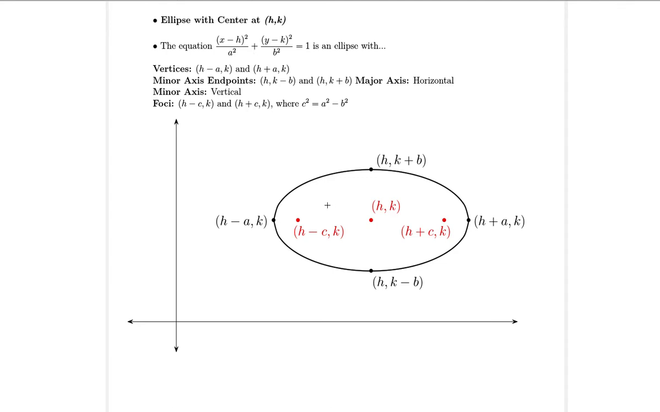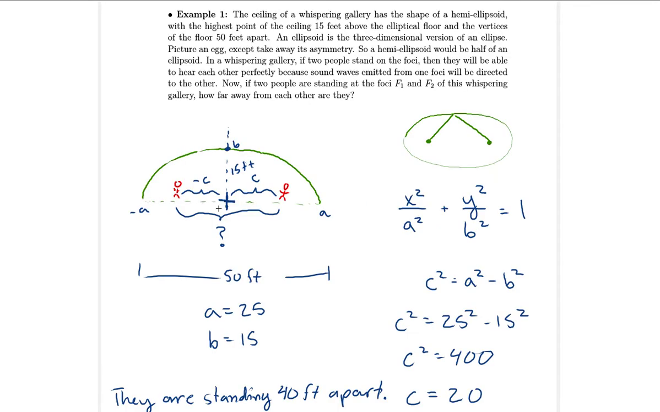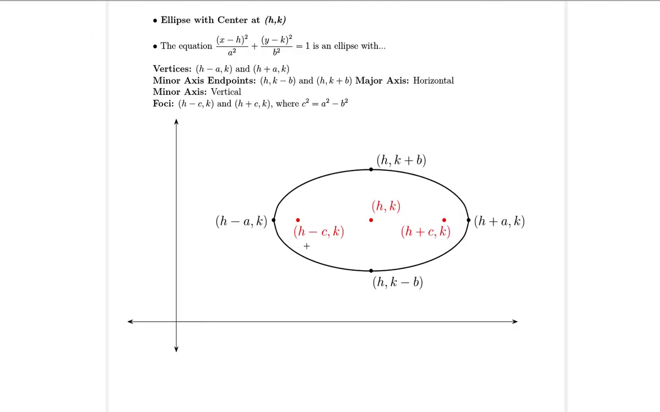But what I want you to really focus on here is don't try to memorize all these things. Here's what I want you to think, okay? In fact, going back to that previous page for a moment, we know that A is how far from center you are on the major axis. B is how far from center you are on the minor axis. And C is how far from center the foci are. So think of it just like that, okay?